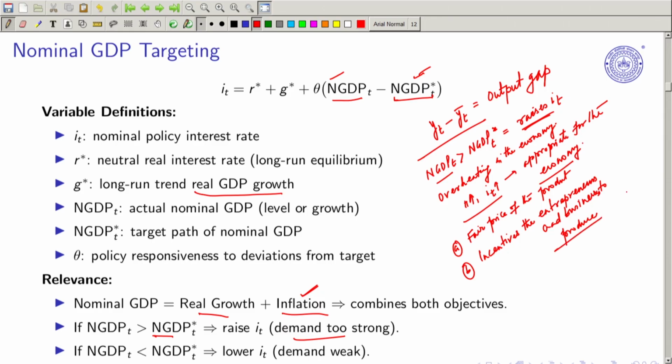So even the father of modern macroeconomics, Keynes, suggested that there should be mild inflation, not very high, but mild inflation in the economy. Otherwise, none of the businesses would survive.